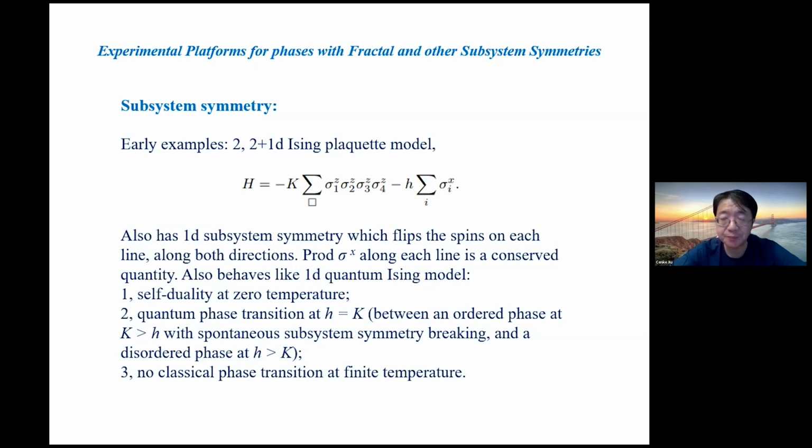Also, in a 2+1 dimensional system, this model looks a lot like an Ising gauge theory. But this is not an Ising gauge theory, because here the spins are defined on the vertices instead of the links of the square lattice. So this model does not have Ising gauge symmetry. It only has the subsystem symmetry.